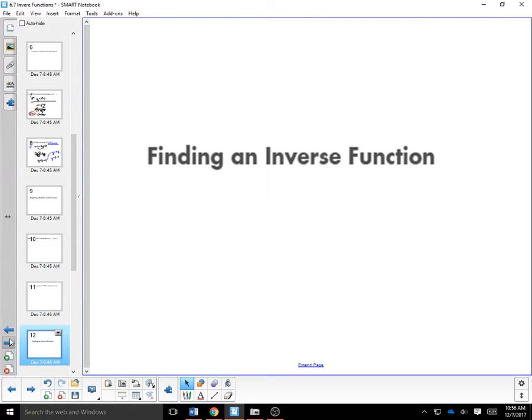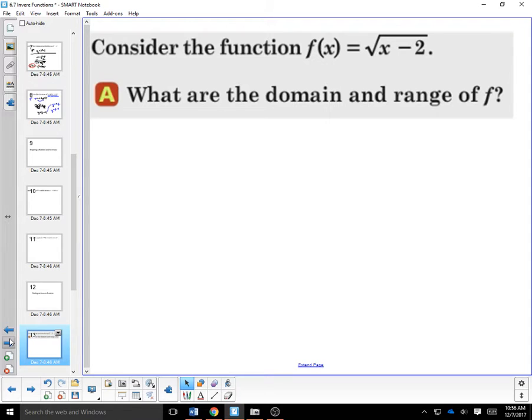We already did that, didn't we? Find me the inverse of this function, please. Go. Inverse of that function.